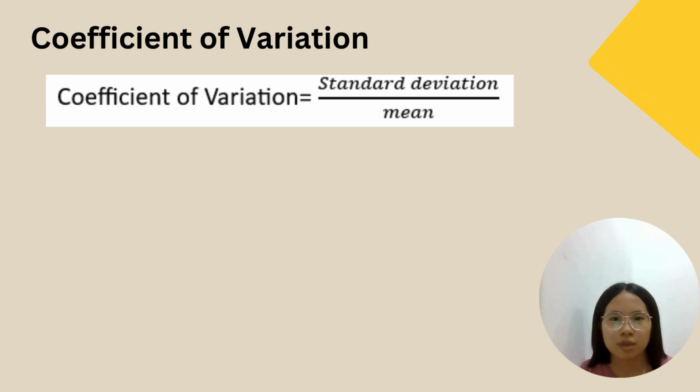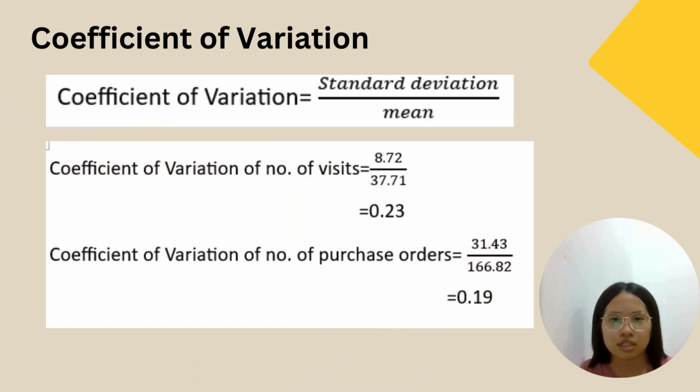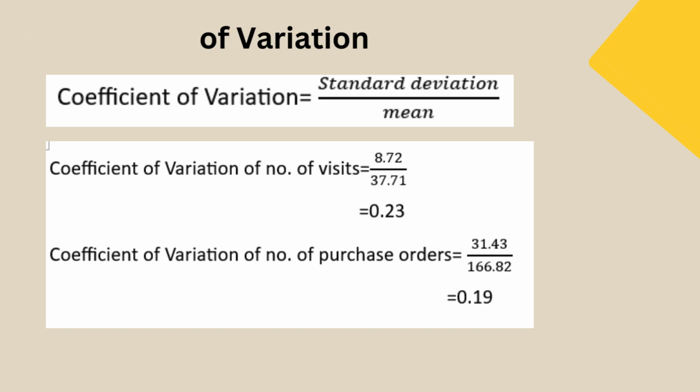Lastly, the coefficient of variation is a relative measure of dispersion and adjusts for the difference in the magnitudes of the mean. The formula is standard deviation divided by the mean. The coefficient of variation of the number of visits equals 8.72 divided by 37.71, equal to 0.23. The coefficient of variation of the number of purchase orders equals 31.43 divided by 166.82, equal to 0.19. Even though all other measures of variability show that the number of purchase orders is more dispersed than the number of visits, the coefficient of variation indicates that the number of visits has more relative dispersion.